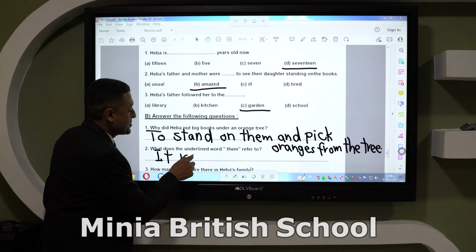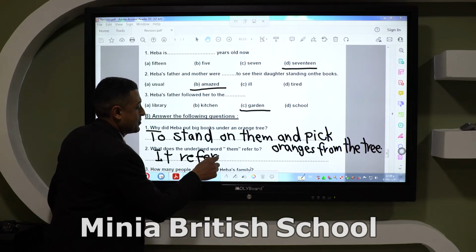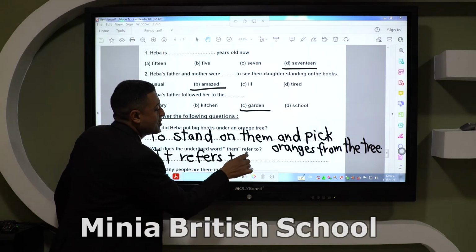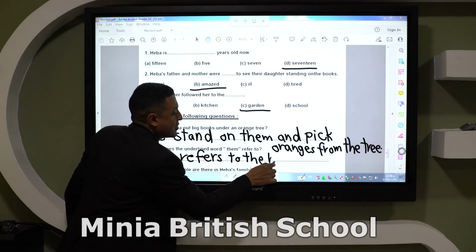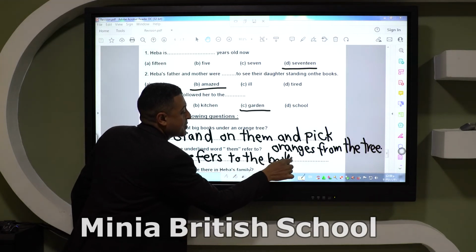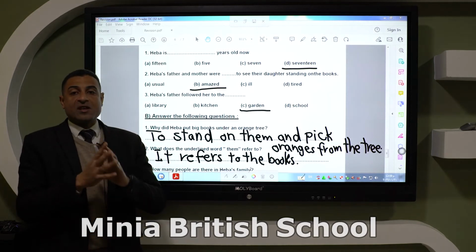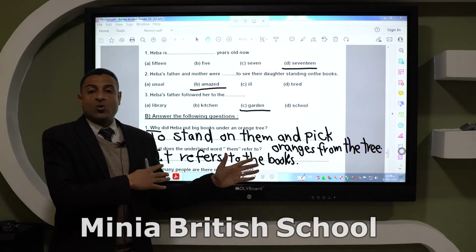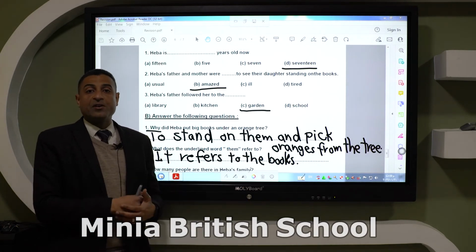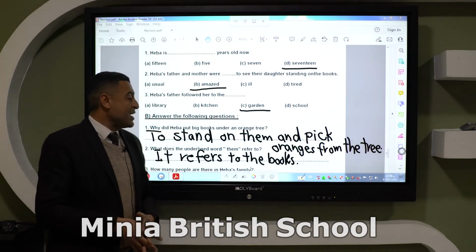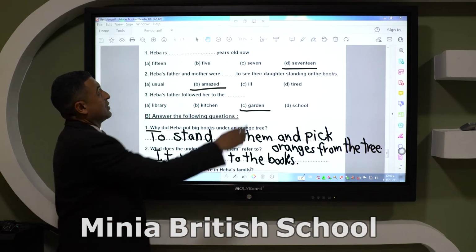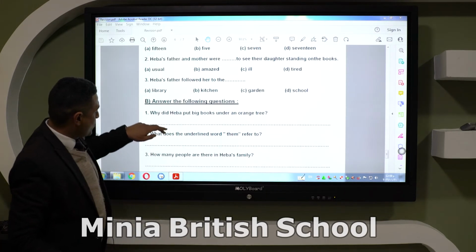It refers to the books. You can say the books that she had or she borrowed from her father's library is okay, is a good answer as well. Then let's move to the last question.